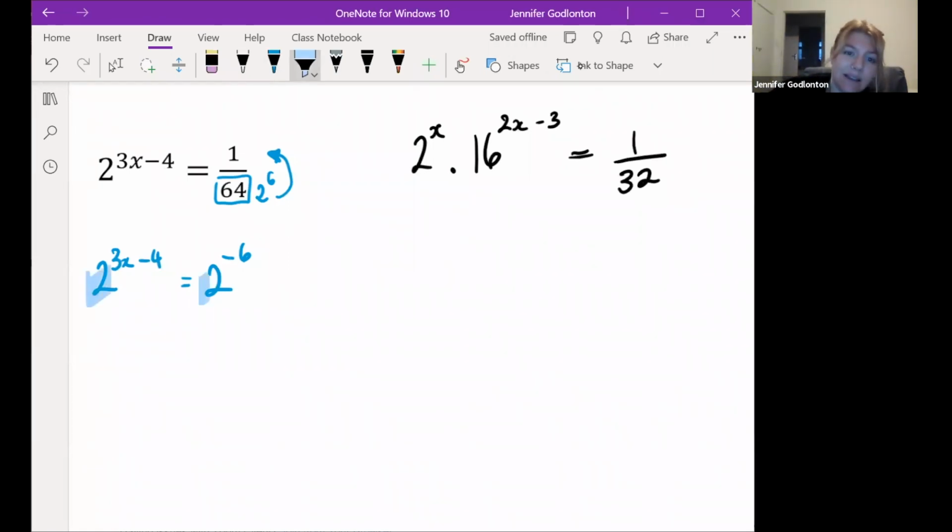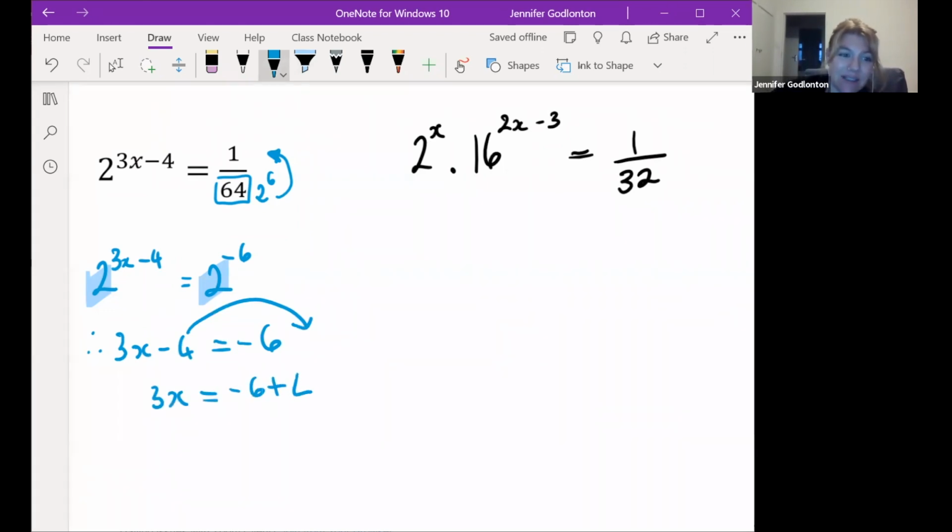Now our bases are the same, which means our exponents are the same. So 3x minus 4 is equal to negative 6. I'm going to move that 4 over. So 3x is equal to negative 6 plus 4.